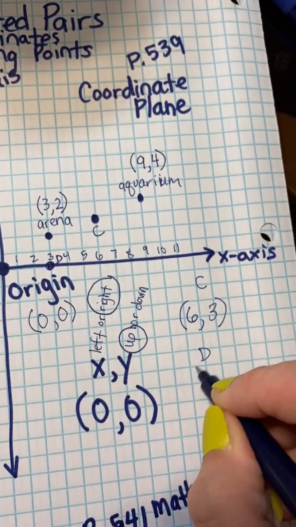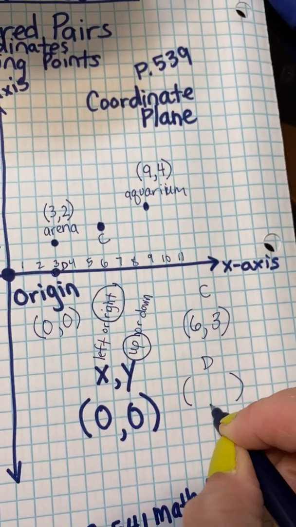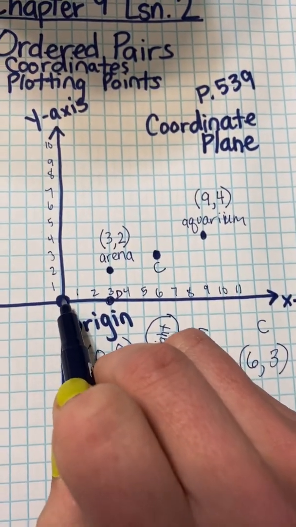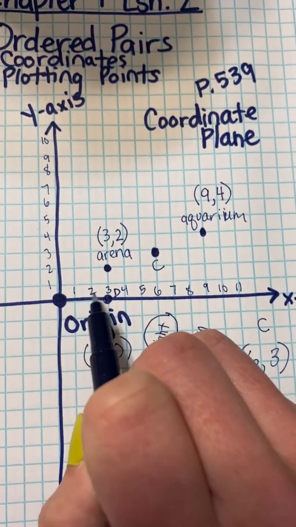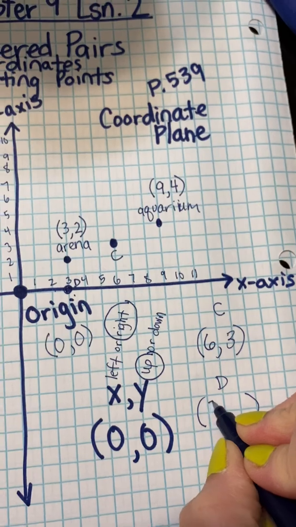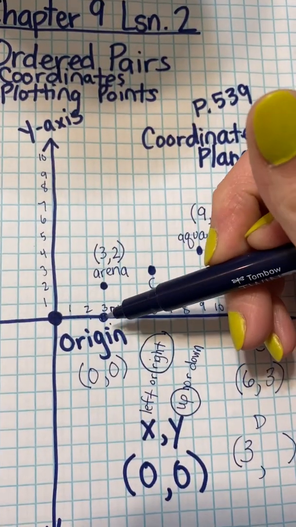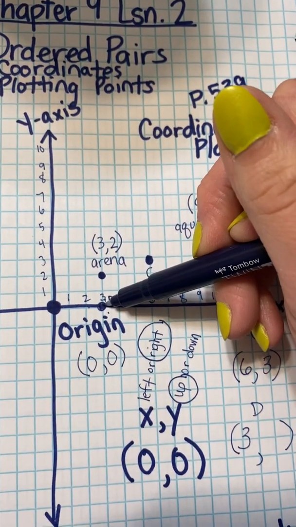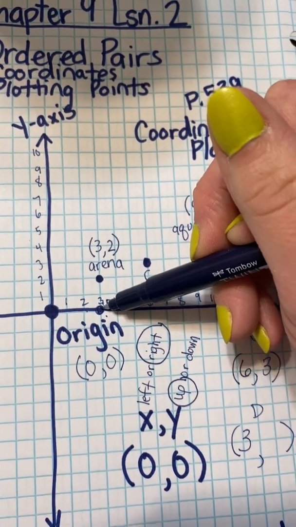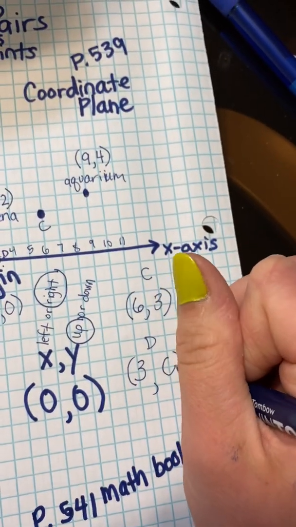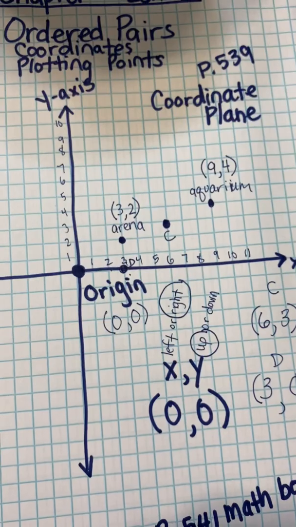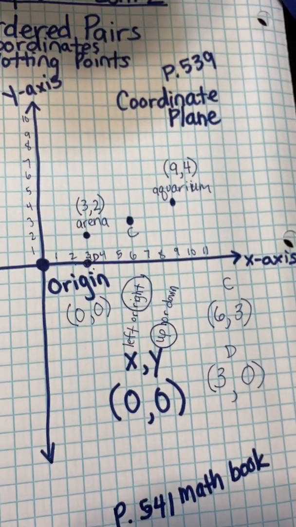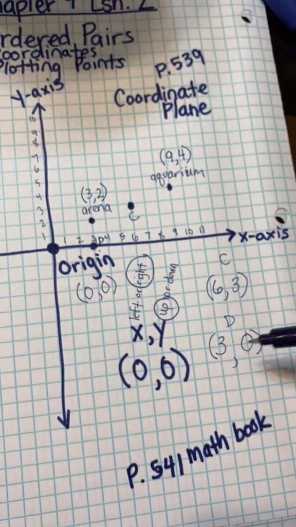So D. Do I go right any? Well, I always start at 0, 0, and I go right 1, 2, 3. I do go over 3. Now you have to think, do I go up or down? If you don't go up, then you put a 0 in that spot. 3, 0. So letter D would be 3, 0.